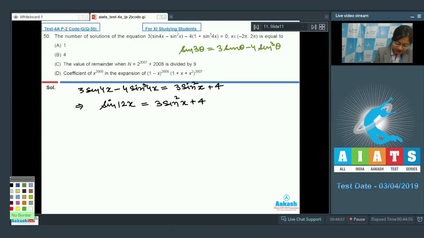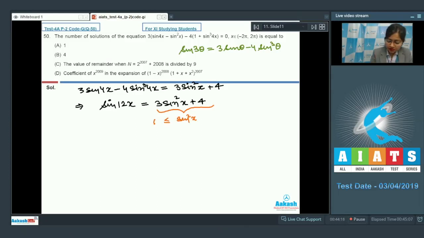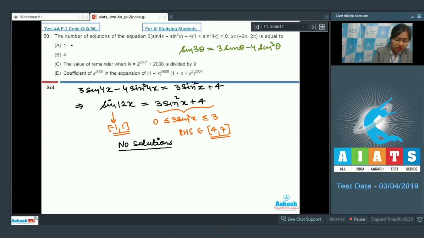Now here it can easily be seen that on the right hand side we have the function 3 sine square x plus 4. Now sine square x goes from 0 to 1. So 3 into sine square x will go from 0 to 3. Hence the right hand side will belong from 4 to 7. And on the left hand side we have sine 12x that goes from minus 1 to 1. So the ranges of both are different. So we can see that we have no solution from this equation. So the number of solutions will be 0, which is not given in option number A or B.